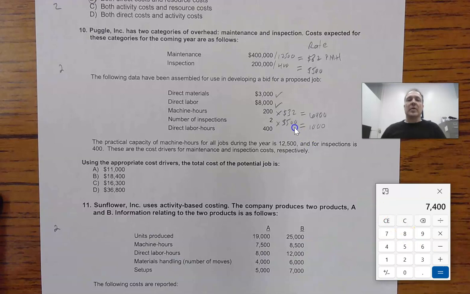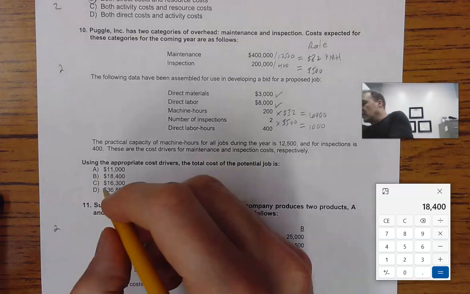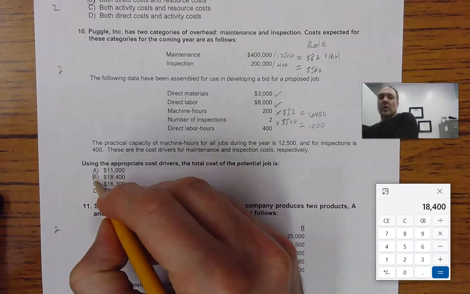And then I'm going to come up here and grab the $3,000 direct cost for materials, and I'm going to take the $8,000 direct cost for labor, and that comes to 18,400. And if we look over here at our answer choices, we find that answer choice B is 18,400.